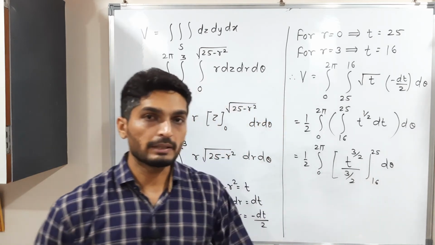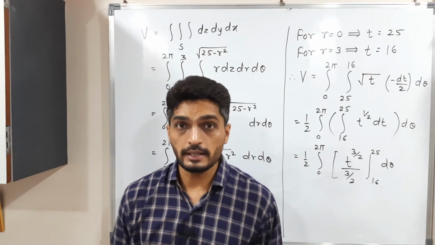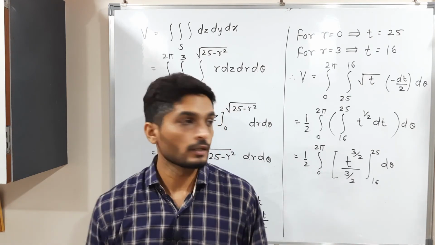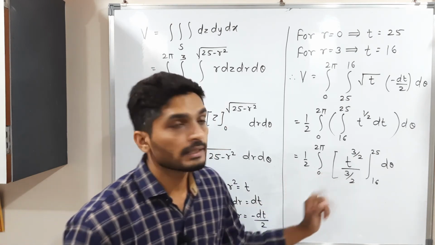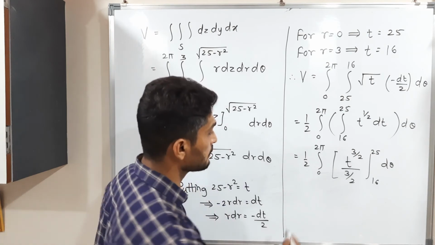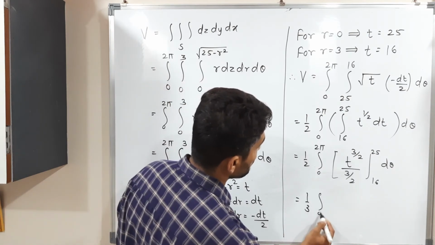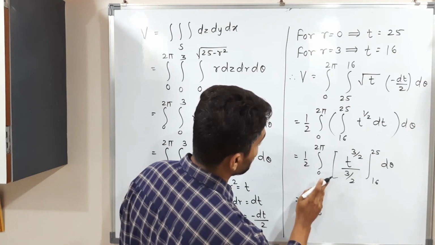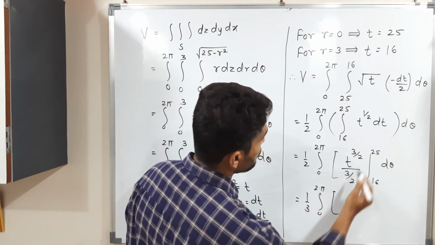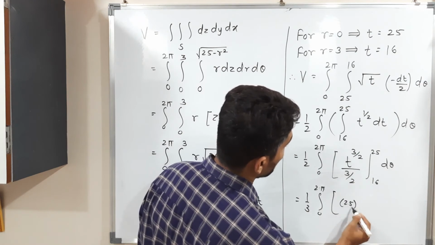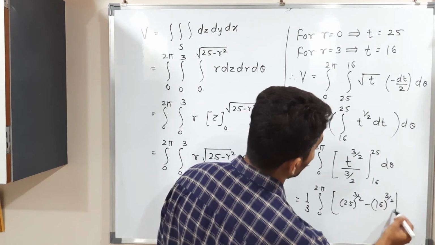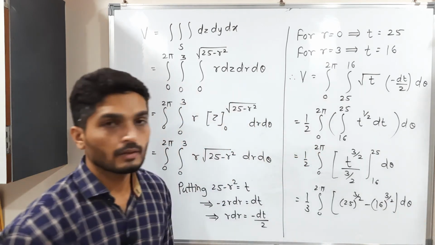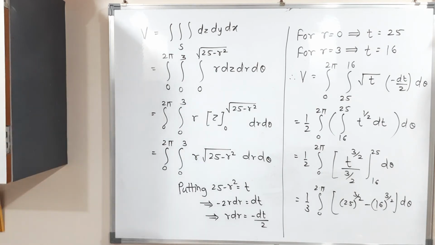See, I have developed one habit. If there is any constant inside the integration, I always take it outside. So we have a constant 3 by 2, and that 3 by 2 will come outside. But see what will happen, 2 will get cancelled, so we will have simply 1 by 3. 0 to 2 pi. So I am putting here upper limit 25 raised to 3 by 2 minus 16 raised to 3 by 2 d theta. Okay, there is no more space, so I suggest you make a screenshot of it. After that we will go further.